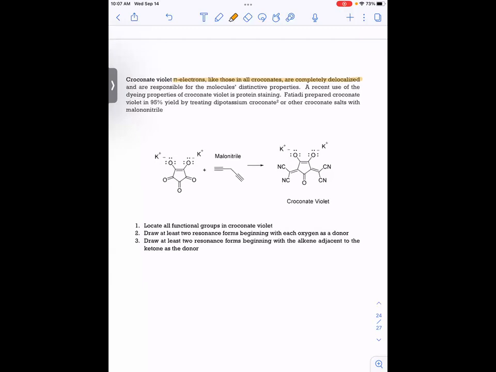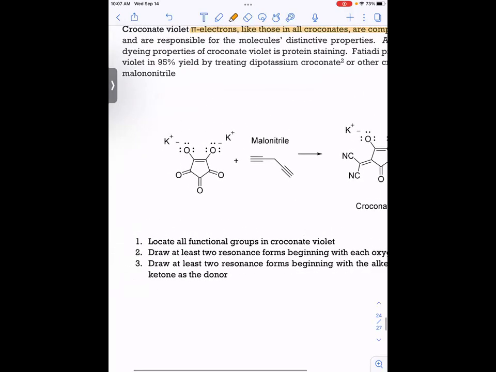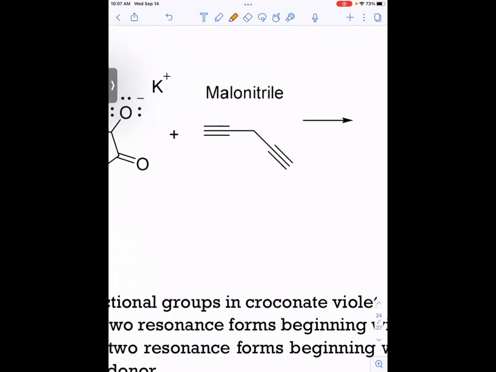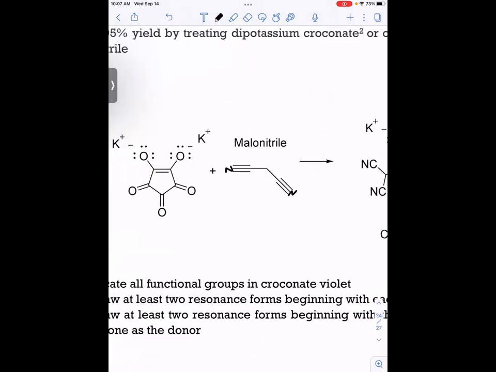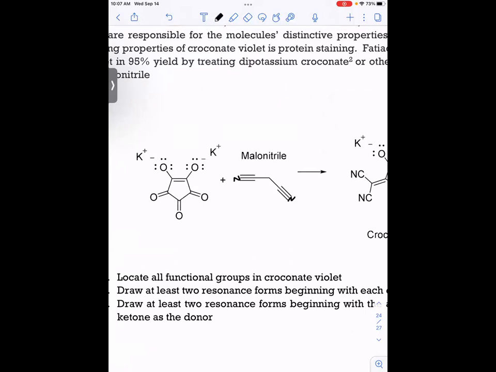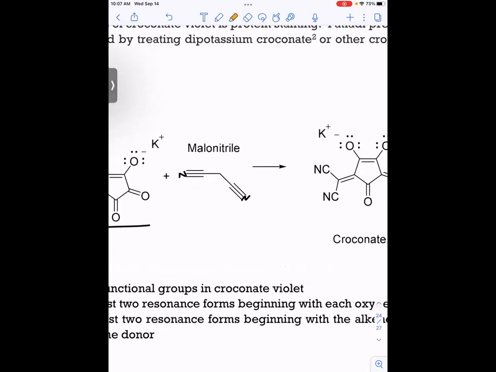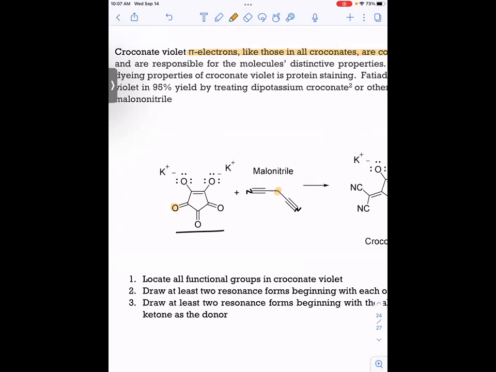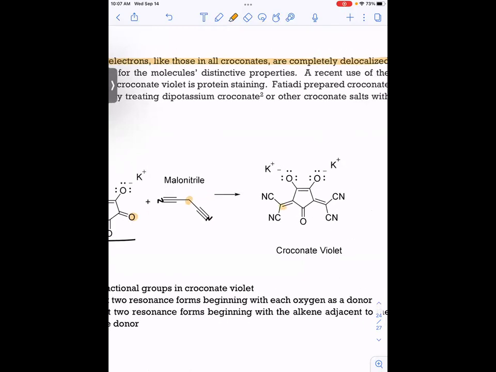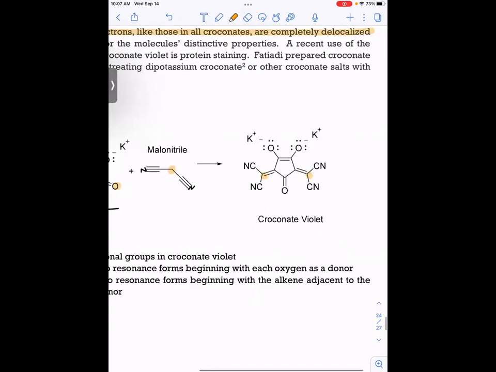And the way you make it is to take malonitrile, which is this compound right here. I forgot to put the nitrogens in my drawing when I was building these structures. There should be a nitrogen on each end. So malonitrile, and then dipotassium croconate, which is here. We're not worried about the reaction right now, but it's this carbon that's going to displace each one of these oxygens. There are a few ways you can do that, but that's not what I care about. I want to talk about the resonance.